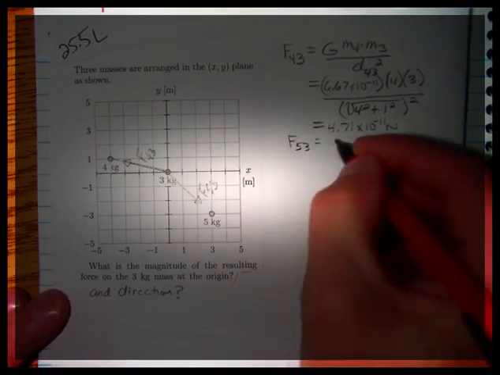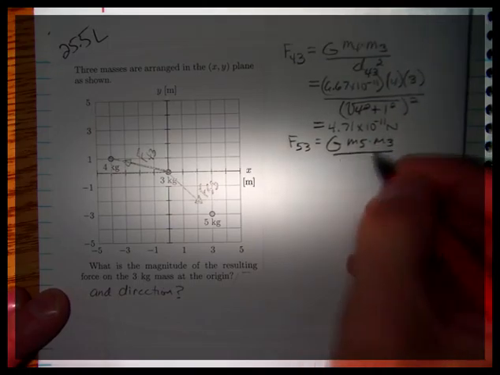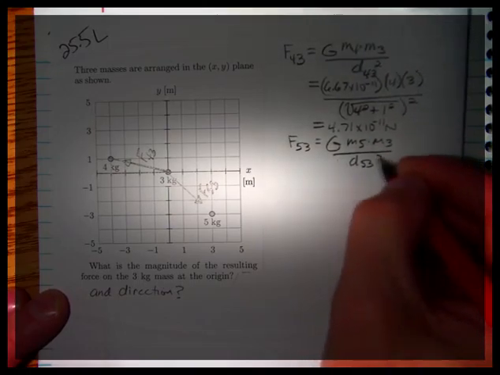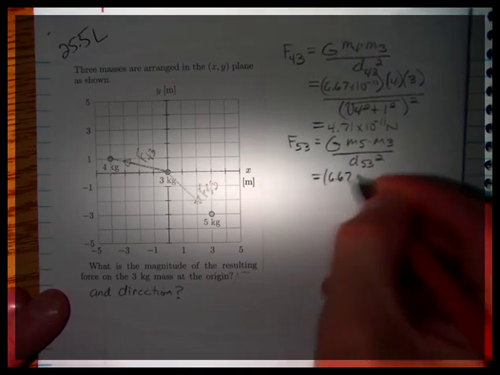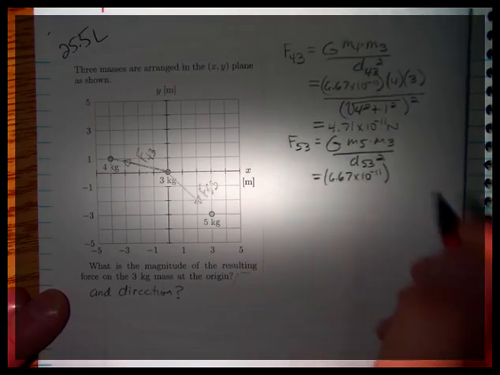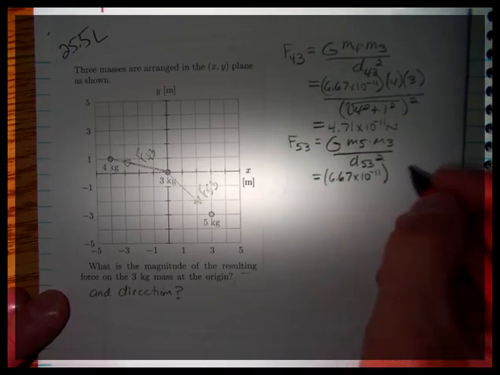That's just G m5 m3 divided by d5,3 squared. So Newton's universal gravitational constant. Don't you love saying that? Yes, sir. Just makes me feel important.